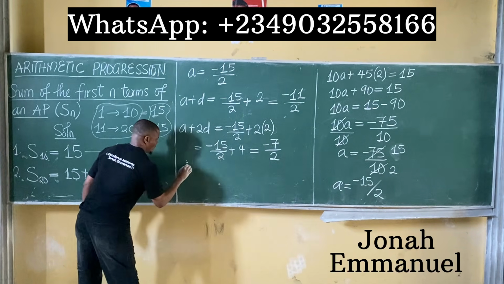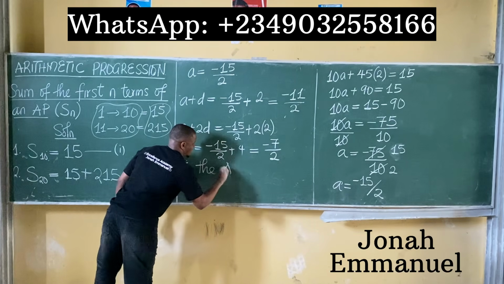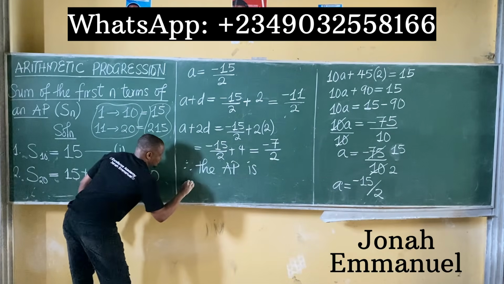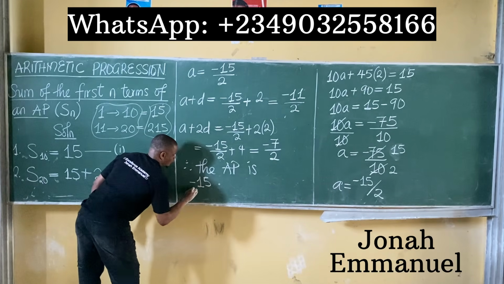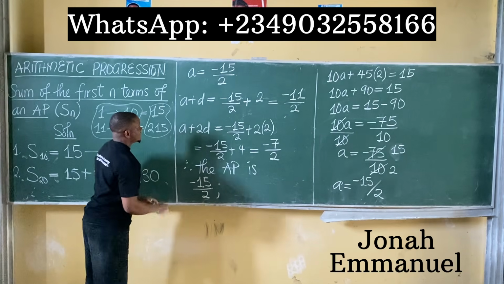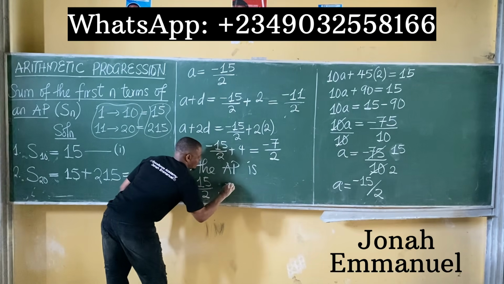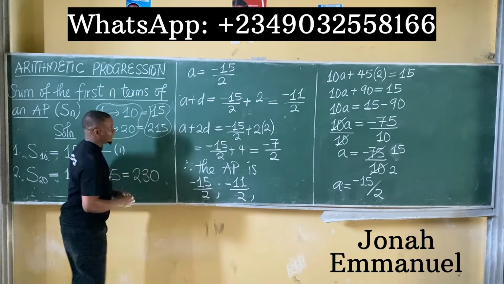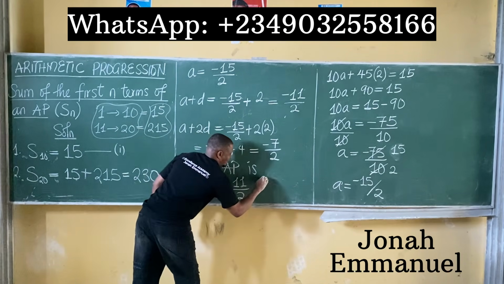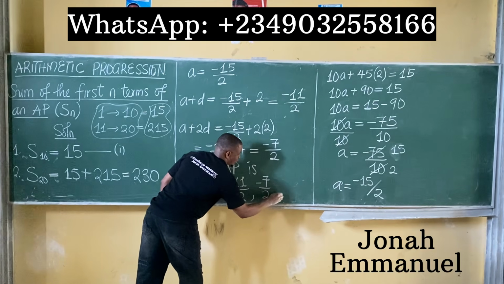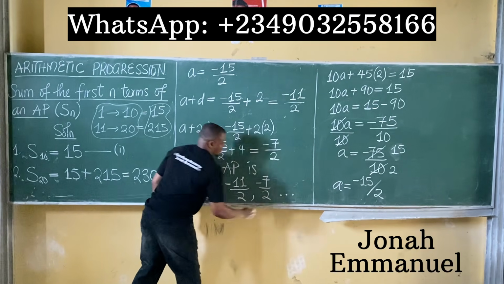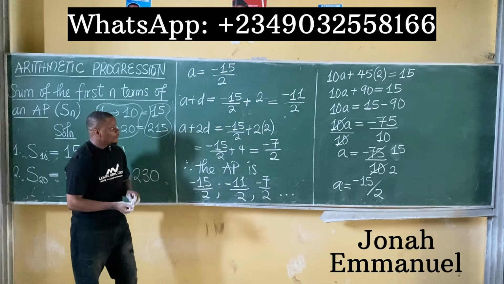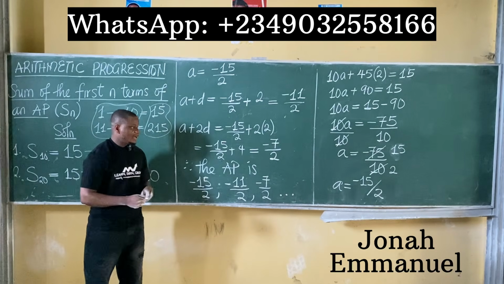So therefore, the AP, the arithmetic progression, is: the first term a is minus 15 over 2, comma, the second term is minus 11 over 2. The third term, a plus 2d, is minus 7 all over 2. Then you put dot, dot, dot. Dot, dot, dot means it continues. So basically, this is how we solve this particular question.